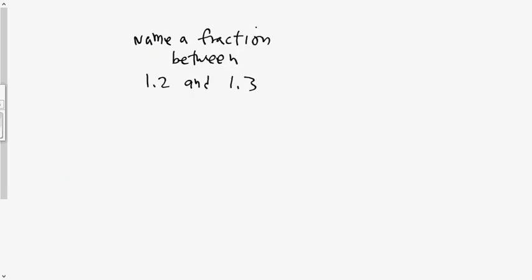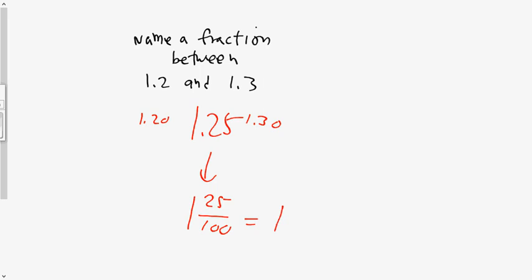Name a fraction between 1.2 and 1.3. Well, if we think about a decimal between 1.2 and 1.3, 1.25 would be right between there, wouldn't it? Because we can think of this as $1.20 and $1.30. So right between there would be 1.25, which is 1 and 25 hundredths, which is 1 1/4. So the greatest fraction that fits between there, the best answer, is 1 1/4.